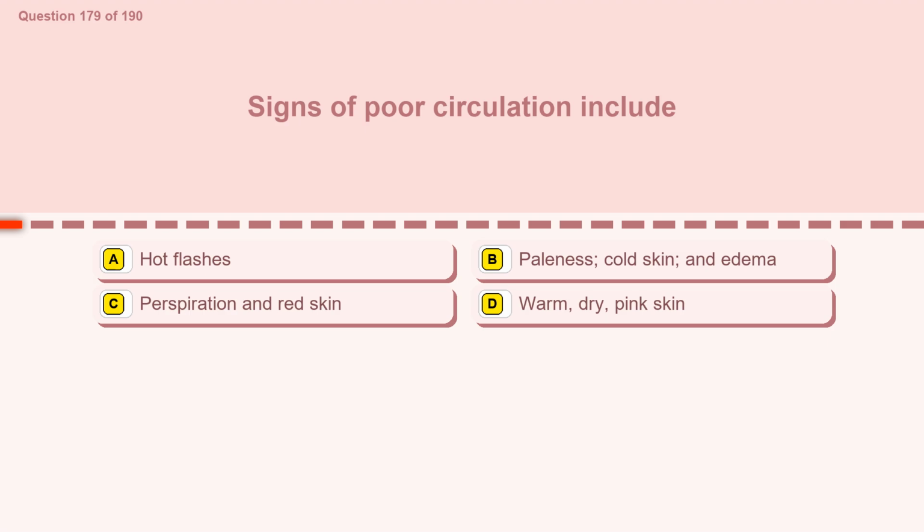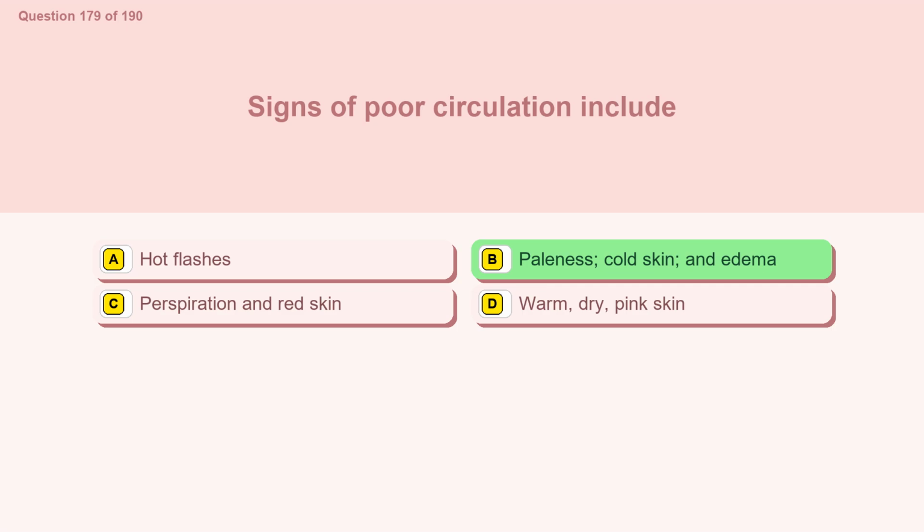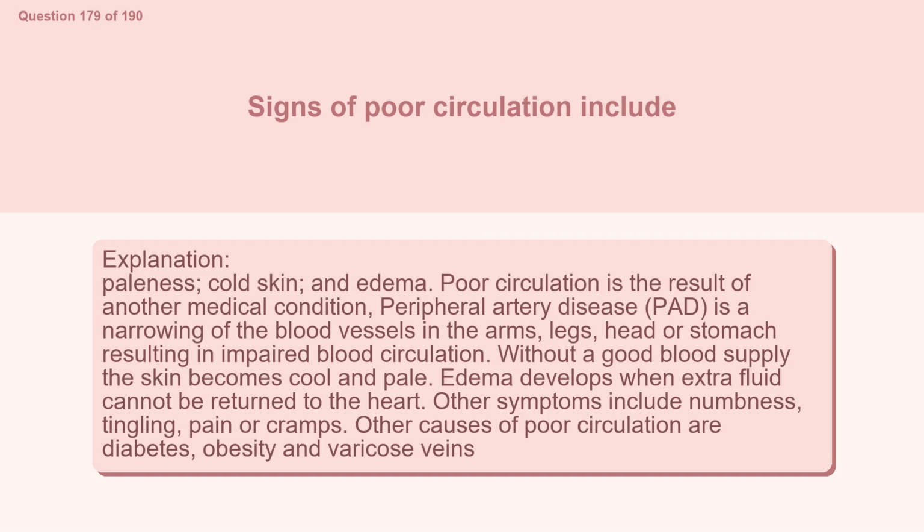Question 179. Signs of poor circulation include: option A, hot flashes; option B, paleness, cold skin, and edema; option C, perspiration and red skin; option D, warm, dry, pink skin. The correct answer is option B, paleness, cold skin, and edema.